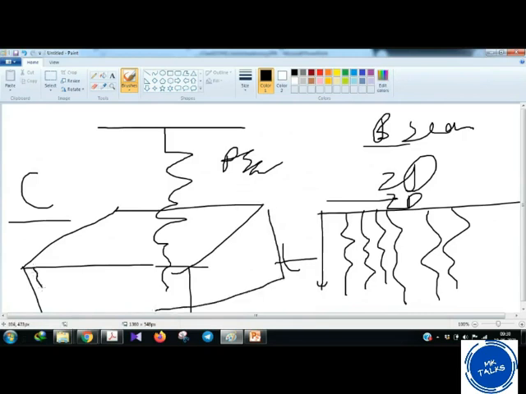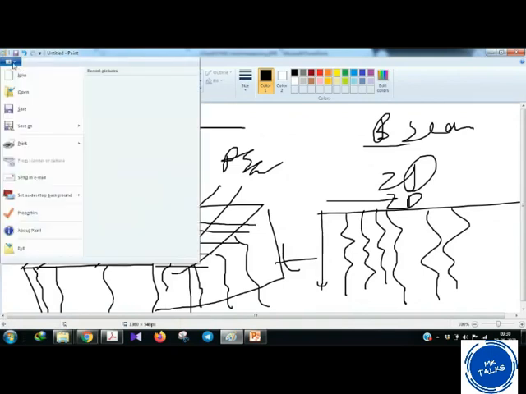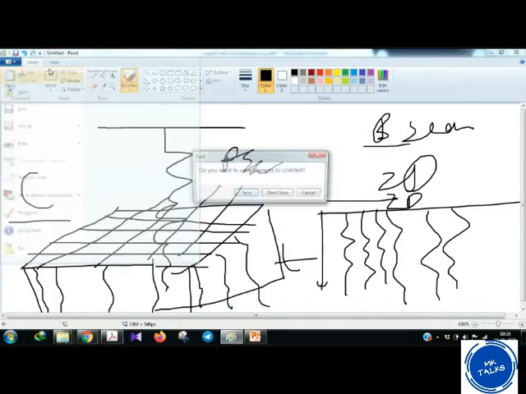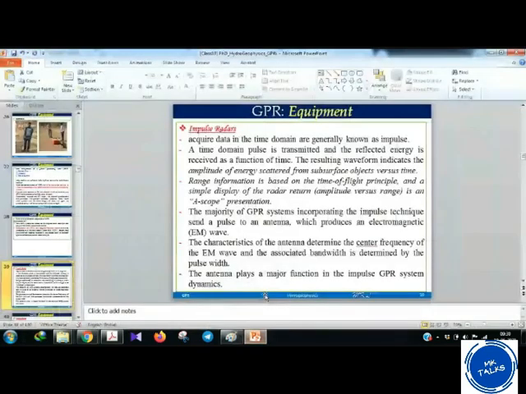So along this line you will have the 2D signals like this. Then along this line you will have the 2D signals. Okay, along this line you will have the data, and along this line you will have the data like this, and like this you will have the data. These are the profile traverses. Okay, this is how a 3D area or 3D survey was done. And this antenna basically plays a major function in the impulse GPR system dynamics.